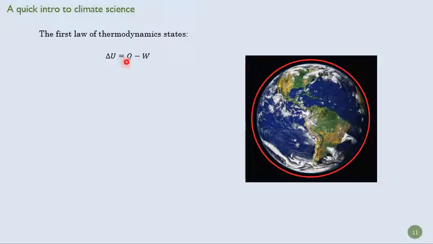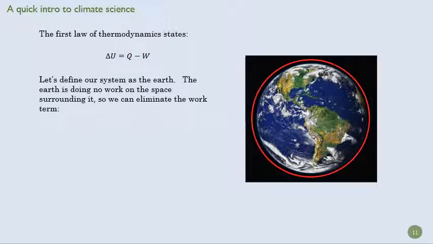We know this is our first law of thermodynamics. The change of energy equals the thermal energy into the system minus the work done by the system. But on the Earth system, because it's essentially a vacuum around the Earth, there's no work. Okay, so there's no work on the space surrounding it when it's not pushing anything, and it's not changing volume. So we can get rid of our work term, and we end up with a change of energy as Q in minus Q out.